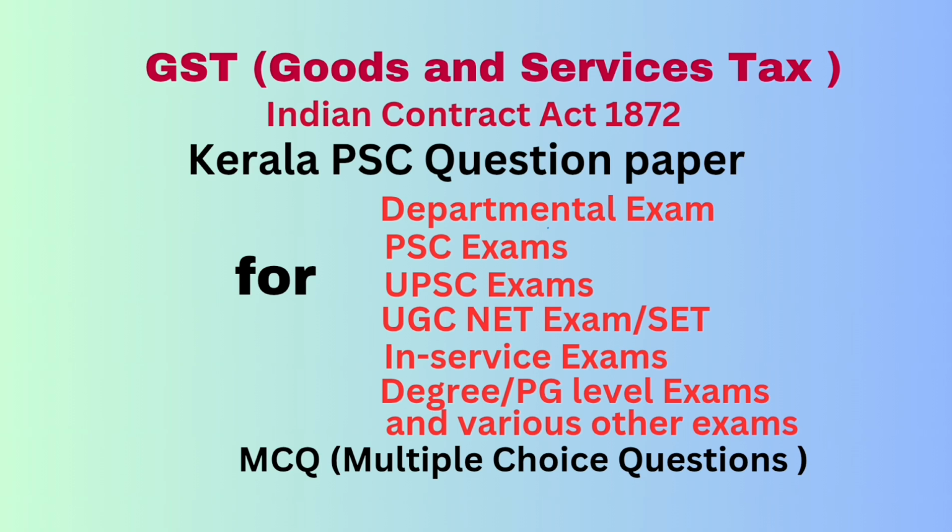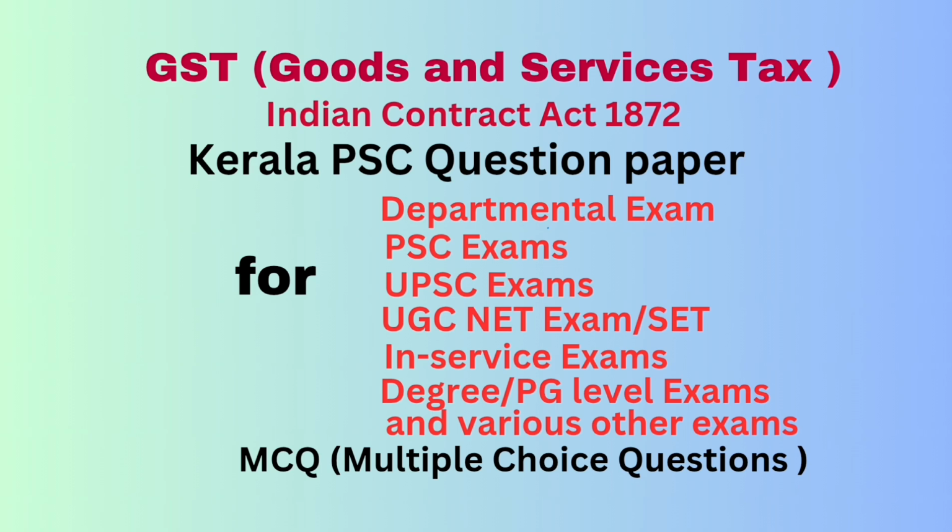Question number 11. Supply under Central GST Act 2017 includes dash if it is made for a consideration by a person in the course of or furtherance of business. Option A, sale. Option B, transfer. Option C, barter. Option D, all. Correct answer, option D, all.